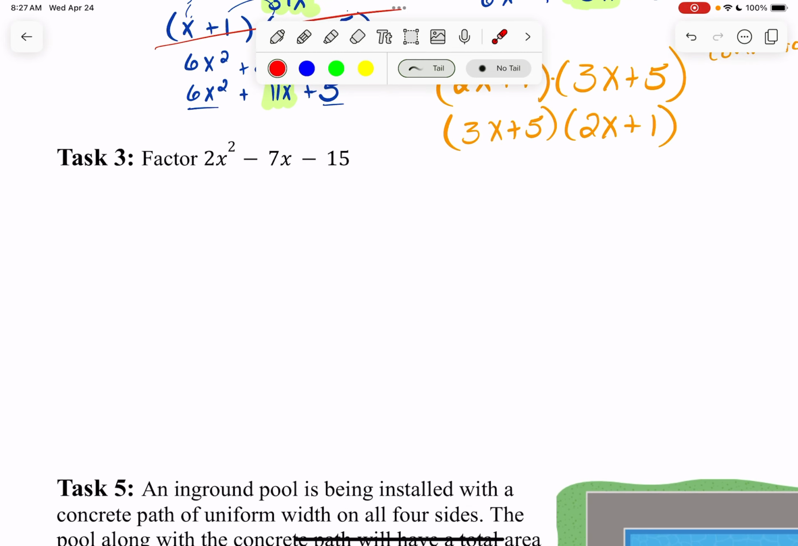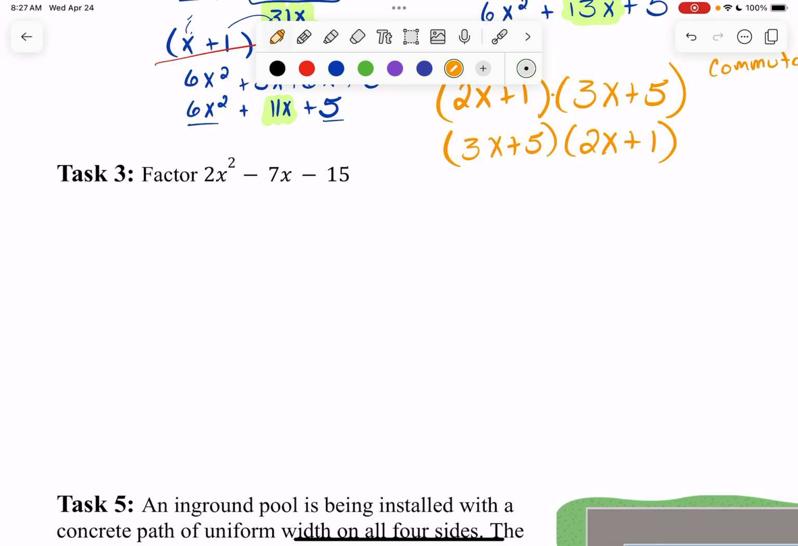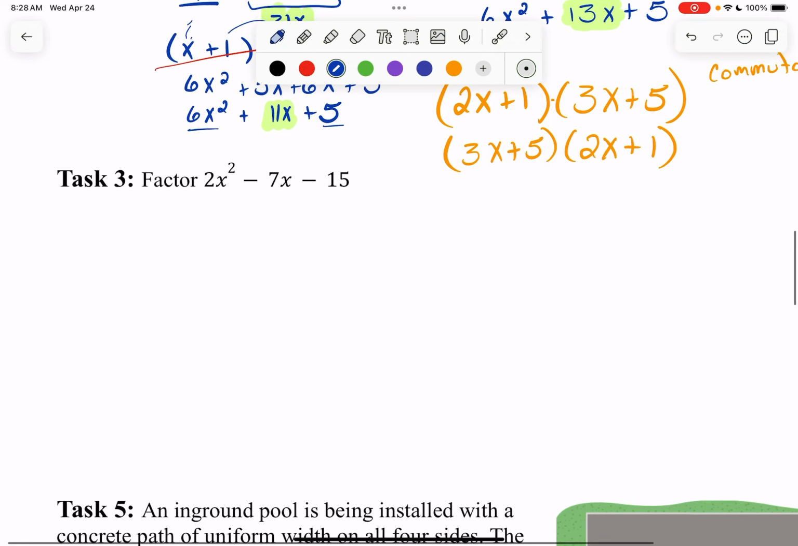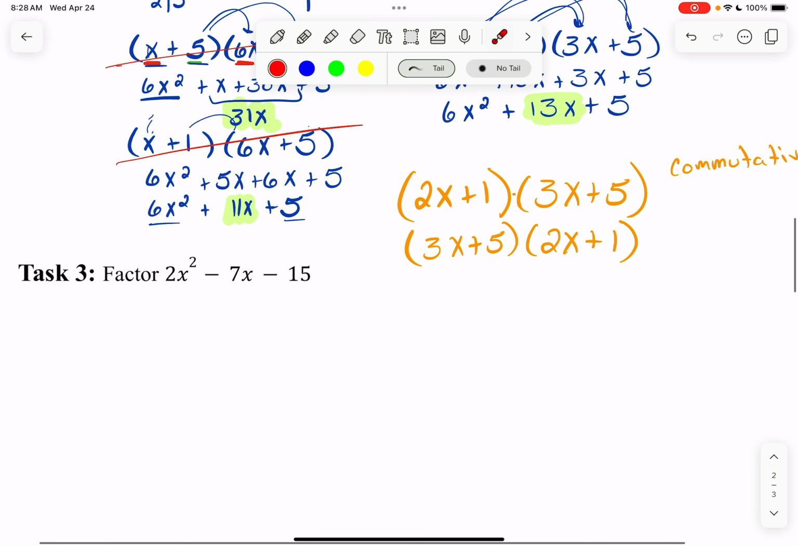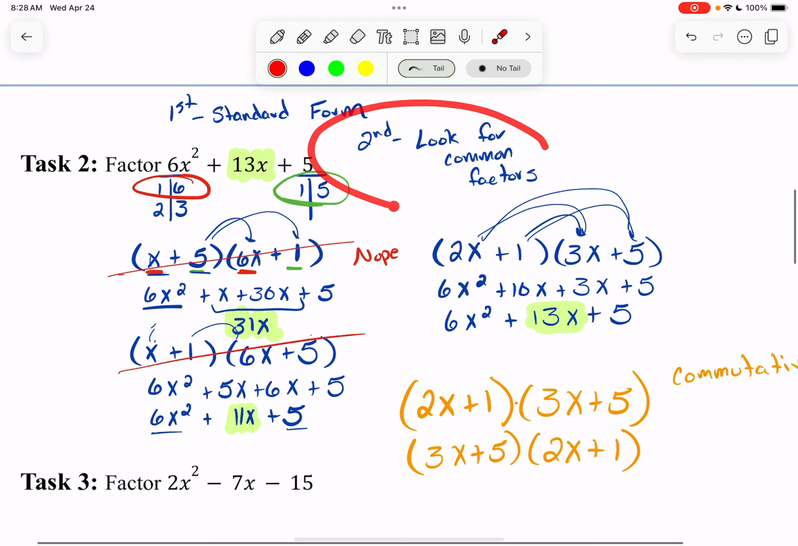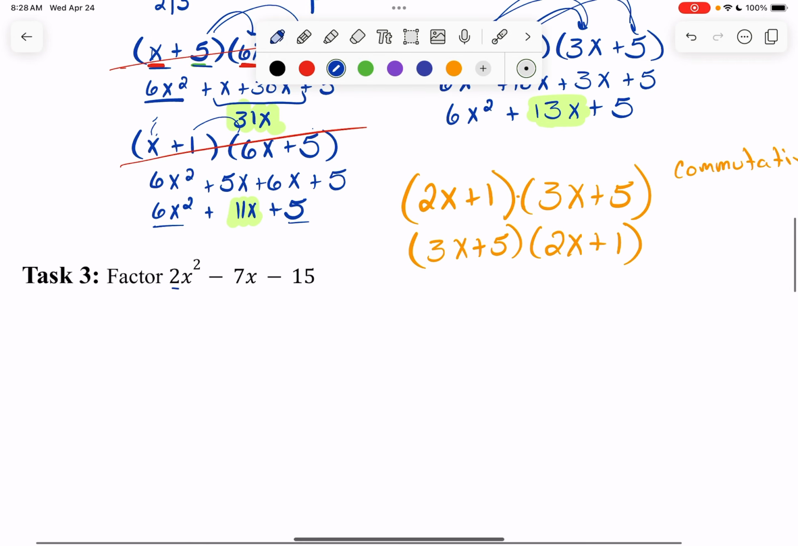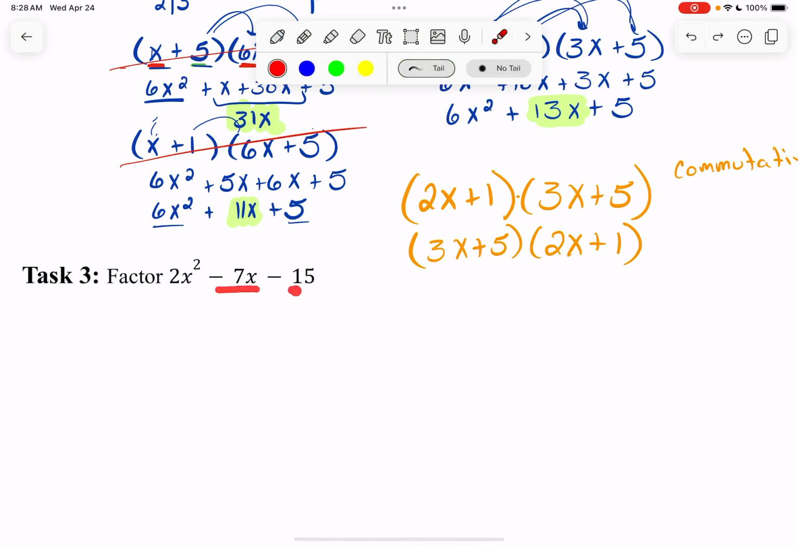Okay. Next one, task 3. Again, same process, but here we throw in a negative. The process is exactly the same, but now we have to consider where the positives and negatives go. So first, I make sure it's in standard form. 2x to the second, 7x, 15. Yep, we're good. Then second, always look for those common factors. Factors of 2, let's see, 7 doesn't have a factor of 2, neither does 15. Okay, nope, they don't have any common factors.